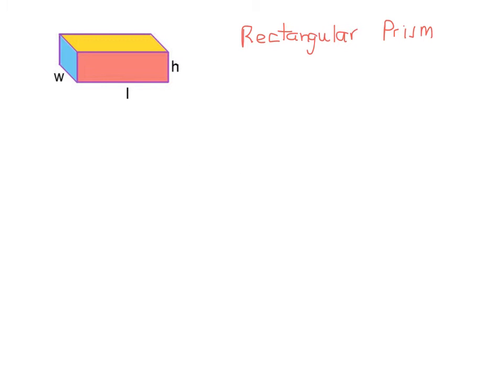Okay, this figure is called a rectangular prism, and in this case they're going to be asking for the volume. So they're asking for how much space there is inside this figure. And volume is just going to be length times width times height. So the three monomials they give you for length, width, and height, you're just going to be multiplying together.